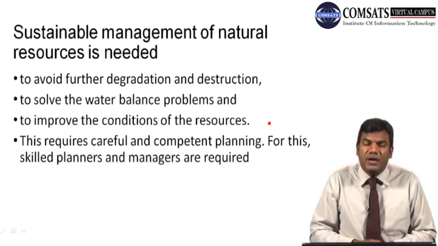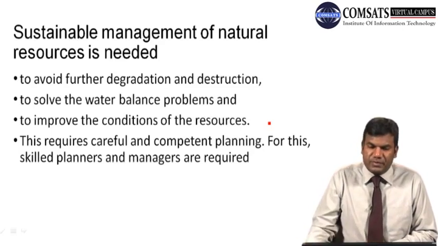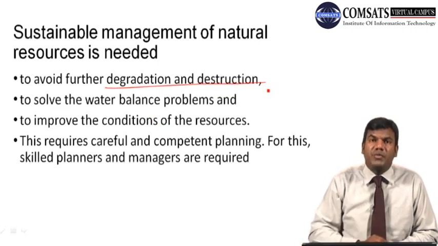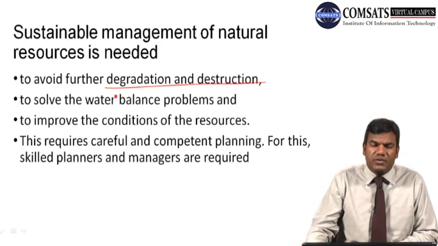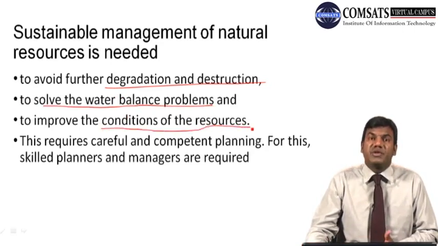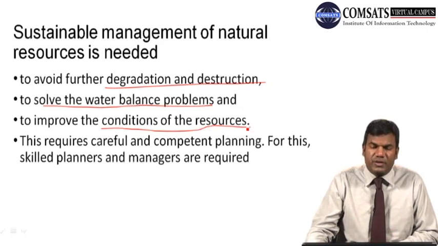Why? Number one, to avoid further degradation and destruction. Let me highlight this one, because if someone asks you, you need to have an idea that this is further degradation and destruction. फिर हमने वाटर का प्रॉब्लम पढ़ा था कि कुछ जगह ड्राउट है तो कुछ जगह फ्लड्स आ जाते हैं, तो क्या करना है? To solve the water balance problem, then to improve the conditions of the resources. For this we need natural resource management.